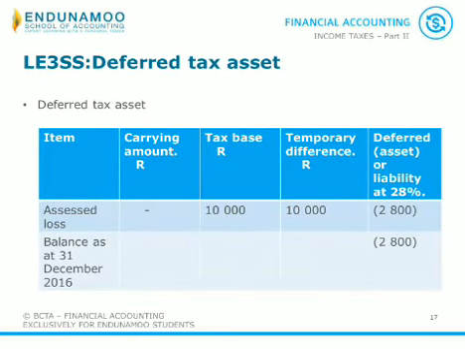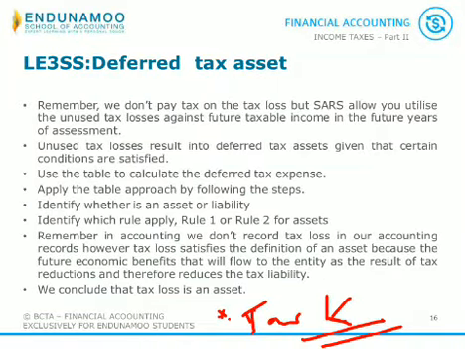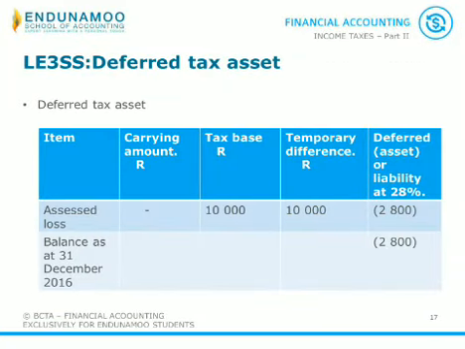Okay, so we have another example. We are now going to calculate our deferred tax asset, because we've already concluded that our tax loss is an asset. What we can see just by looking at this example is that we're going to apply rule 2 of our 2 rules in determining our deferred tax asset.